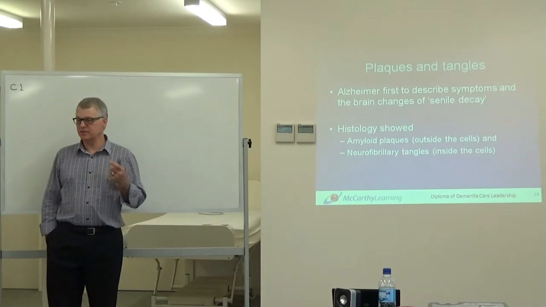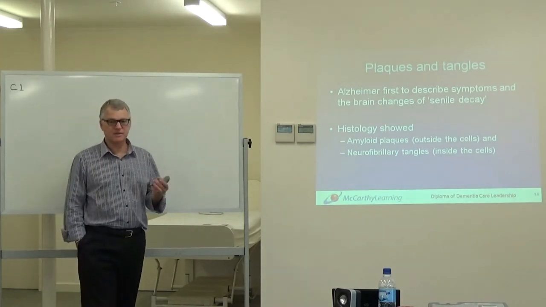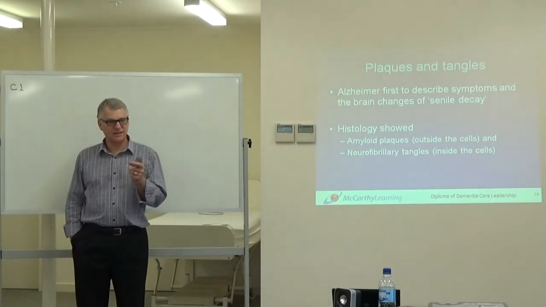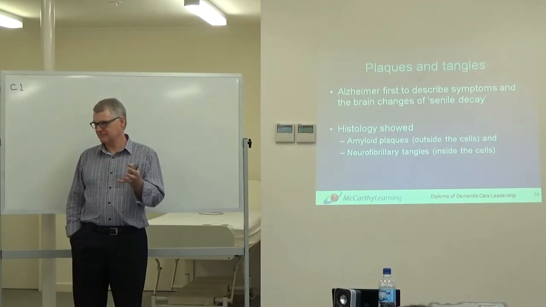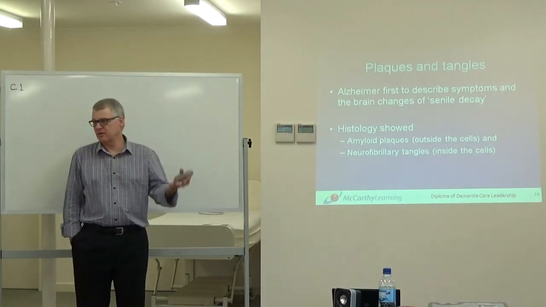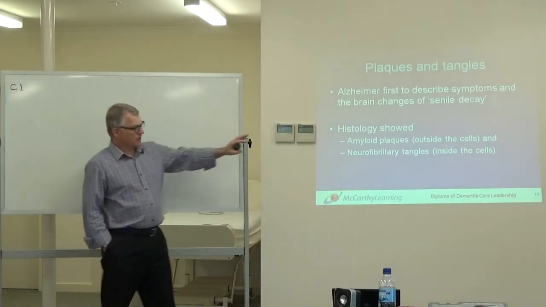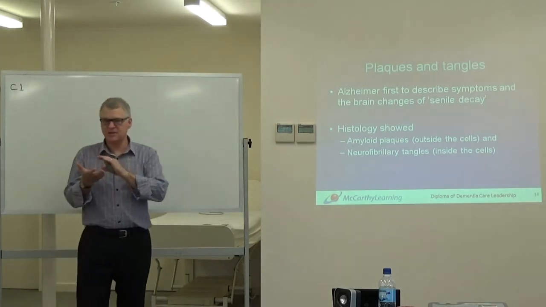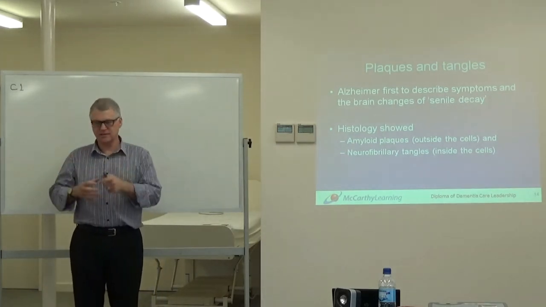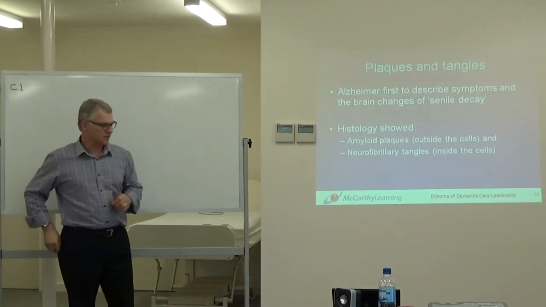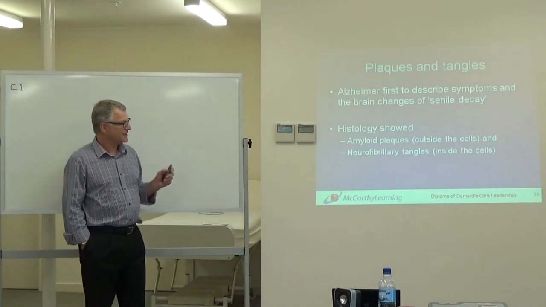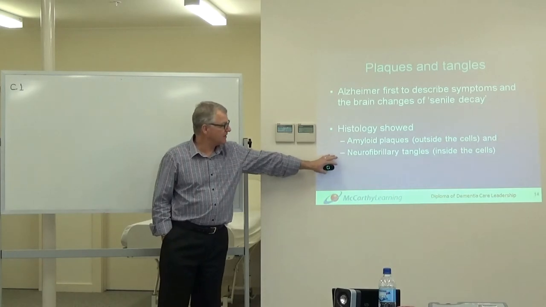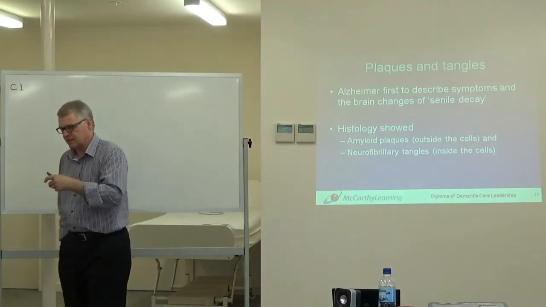But senile in former times simply meant old, whereas the word senile now has come to mean having dementia. The histology, which is the examination of the brain tissue in very thin slices put onto a slide and looked at under the microscope with a stain to identify the particular cell bodies, identified amyloid plaques outside the cells and neurofibrillary tangles inside the cells.